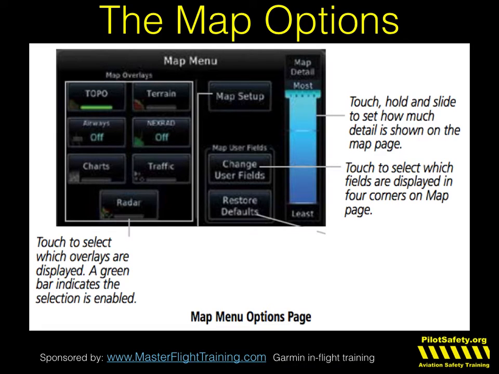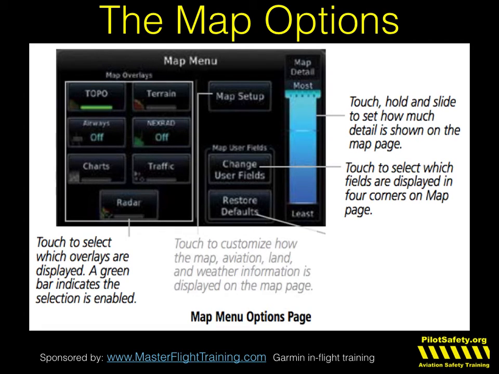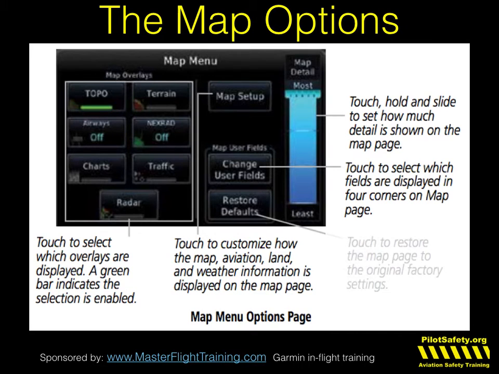And remember, you may have terrain or NEXRAD, terrain or radar. So you can only have terrain, NEXRAD, or radar. You can only have one of the 3 because the color coding, they'd overlay each other and you wouldn't know what's what. That's how you customize the map setup, and you can go through and individually select stuff on and off. And if you just want to go back to the factory defaults, there you go.